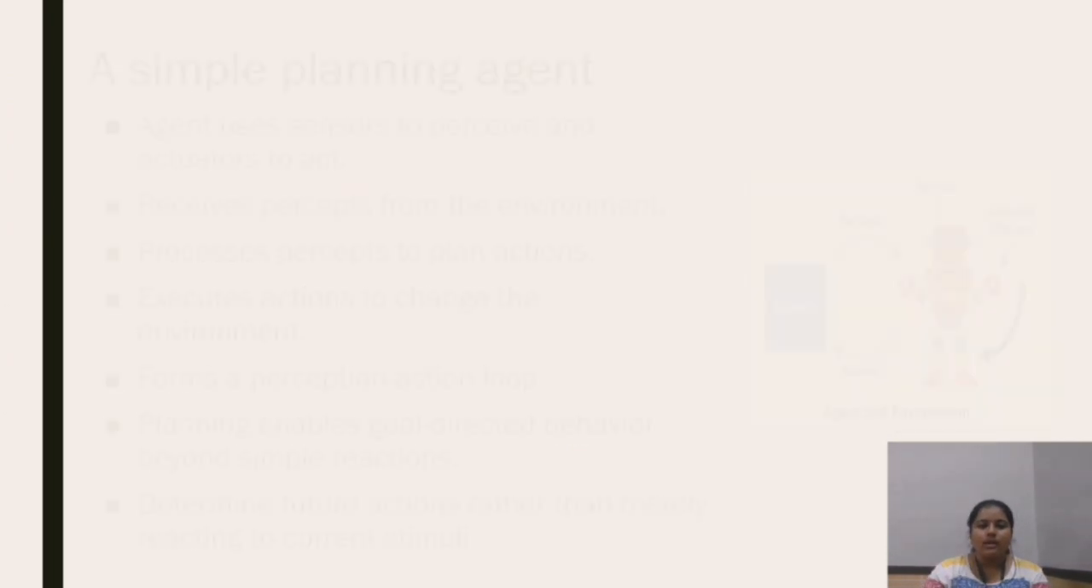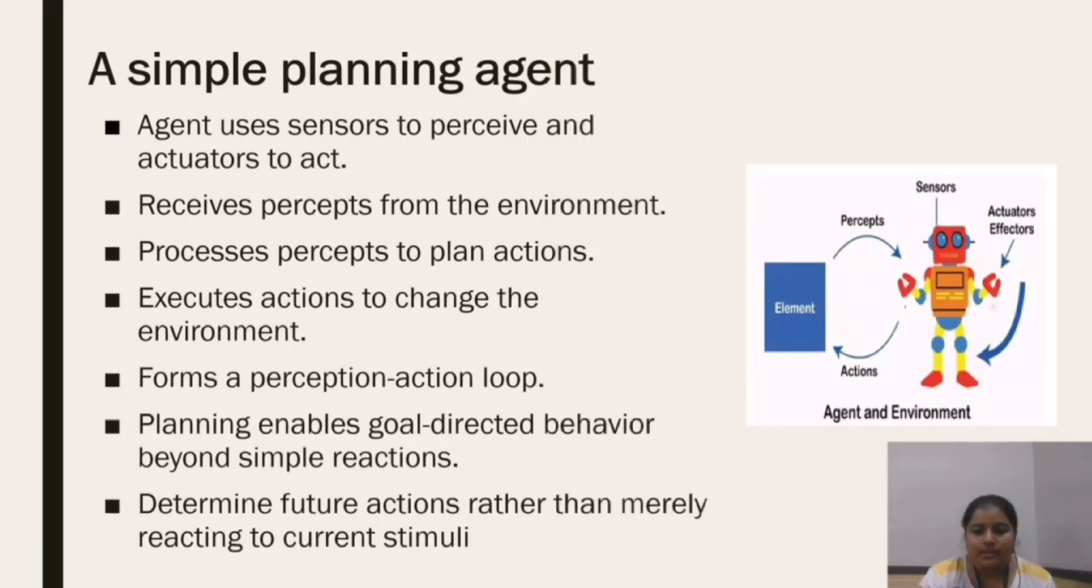Now, a simple planning agent uses sensors to perceive and actuators to act. It is nothing but the same as our expert system. It receives percepts from the environment. It processes those percepts to plan the actions, like what it is going to do. If something happens, what action will it take? It executes actions to change the environment, forming a perception-action loop.